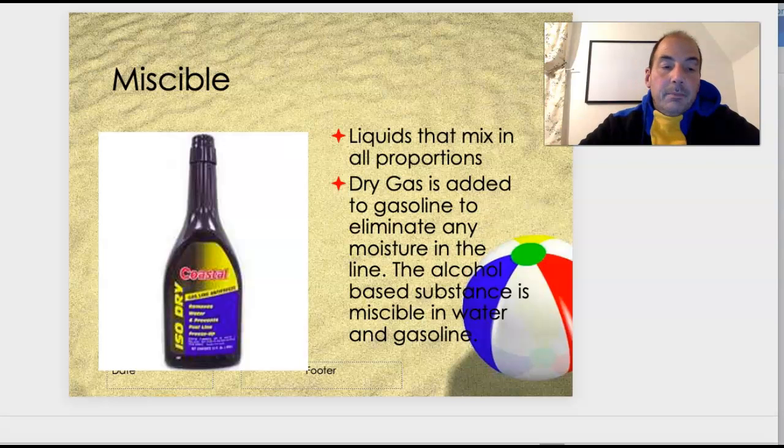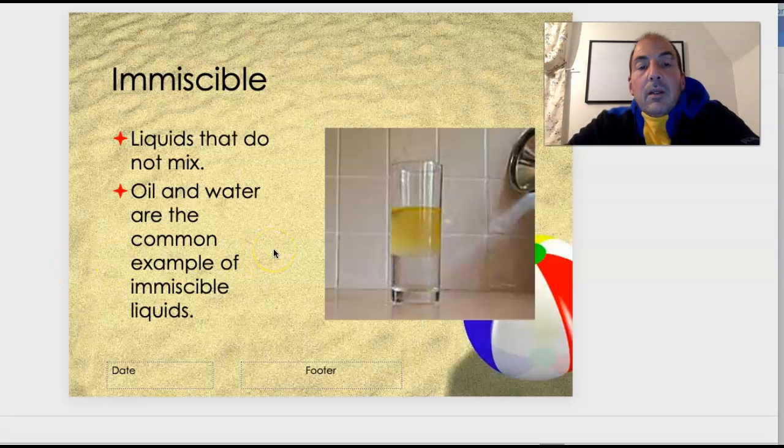This is an example of something that we put in our gas line because it's miscible with both gasoline and water. So if you have water in your gas line, this stuff kind of grabs onto it and then helps it burn off when the gasoline is burned. And of course, miscible means one thing, immiscible means the opposite. So these are liquids that do not mix in any proportion. Oil and water are the common examples, obviously, of immiscible liquids.